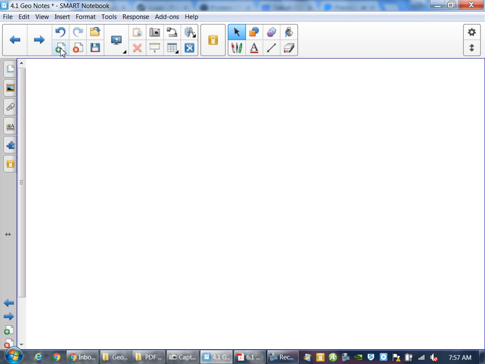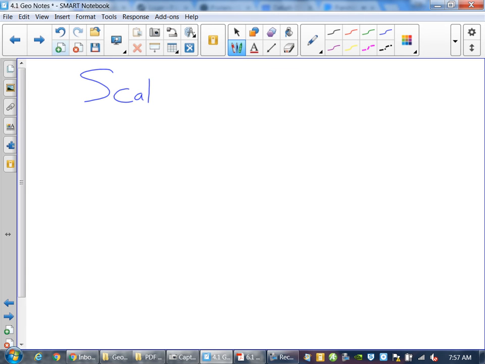There's one other type that we can look at as far as side lengths. Scalene, very good. What's a scalene? A triangle that has no equal sides. Triangle with scales, did somebody say? Yes.